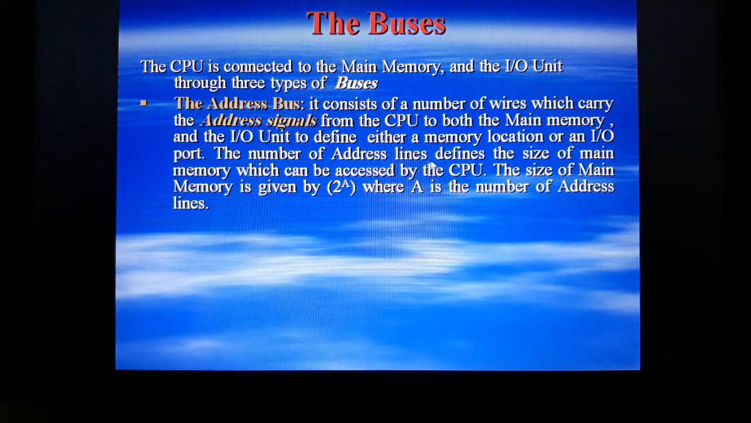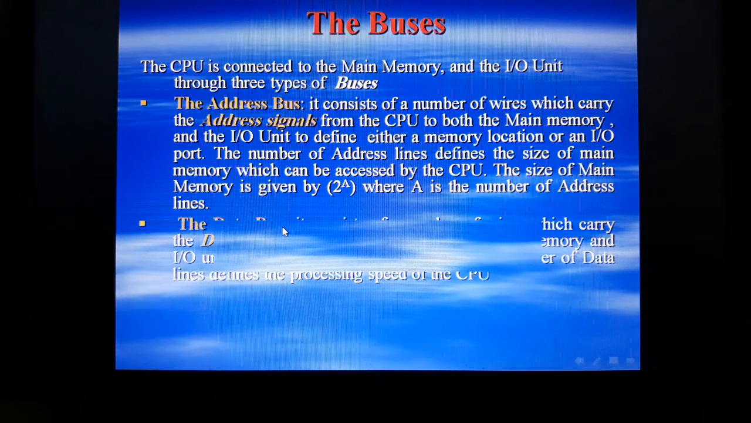The number of address lines defines the size of the main memory which can be accessed by the CPU. The size of the main memory is given by 2 to the power n, where n is the number of address lines, i.e. the number of locations increases exponentially with the number of address lines.